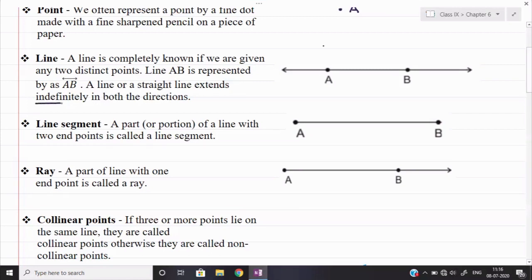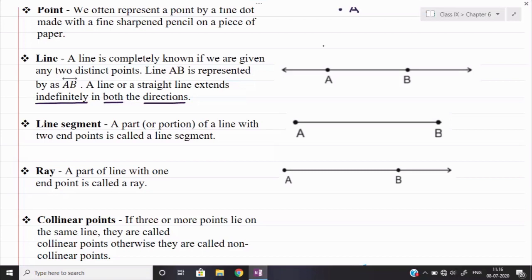Indefinitely in both directions means that when we draw a line through two points, for example here I have two points A and B, and I draw a line in both directions, left as well as right, the line will go up to infinity. It does not have any endpoint. So remember, the line will go up to infinity.